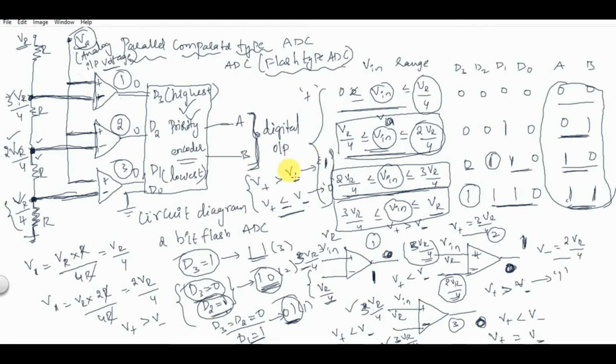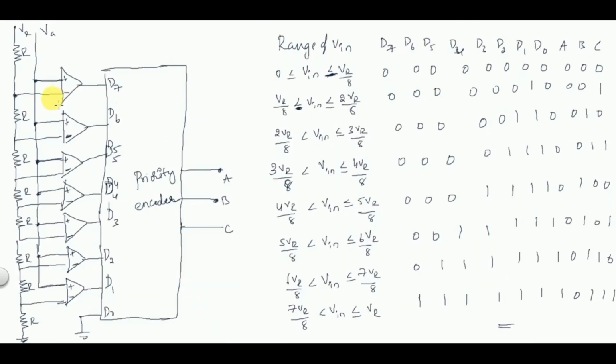Let me take one more slide. I'll explain to you about the 3-bit flash ADC, because in the theory exam, if you are asked to write, you have to write about the 3-bit flash ADC only. Once you understand the 2-bit flash ADC, the 3-bit flash ADC is just an extension of the concept. Here we have taken the priority encoder of higher order, the 8:3 priority encoder.